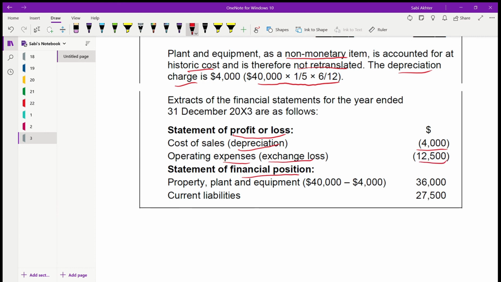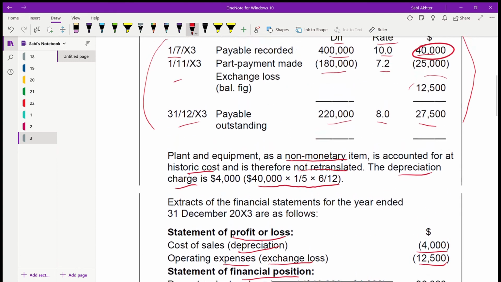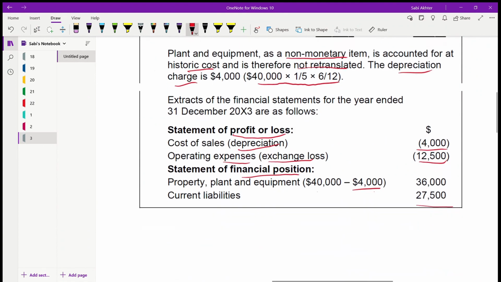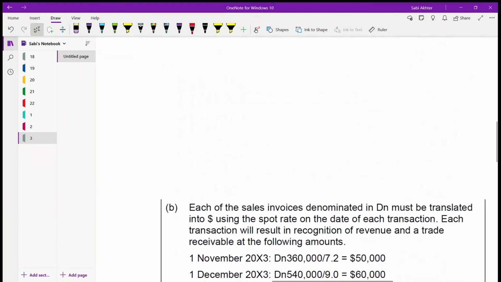Next, in the statement of financial position, 40,000 minus 4,000 depreciation is deducted from the cost, and the current liability is 27,500. That is the payable outstanding, 27,500. This will go in the statement of financial position. That's the closing balance. Now let us go to part B.